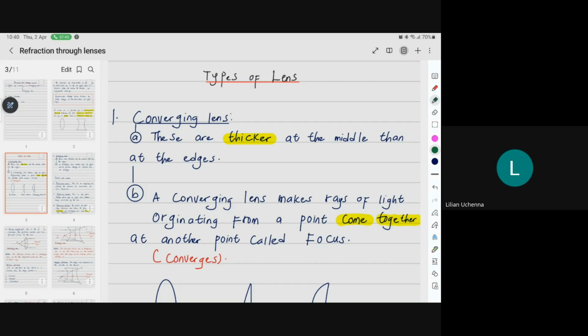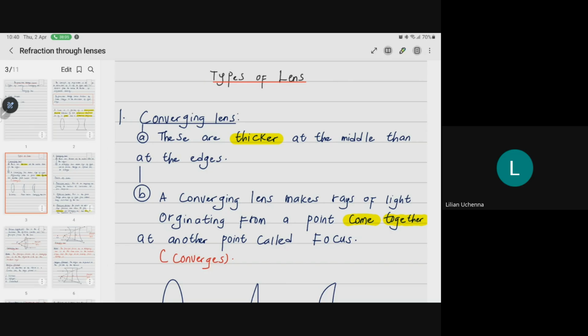That's the same thing that happens with your converging lens. The rays of light coming from a particular point all come together, or converge, at a point that we call the principal focus. And that's what brought about the name converging, meaning that the rays of light come together at a point.